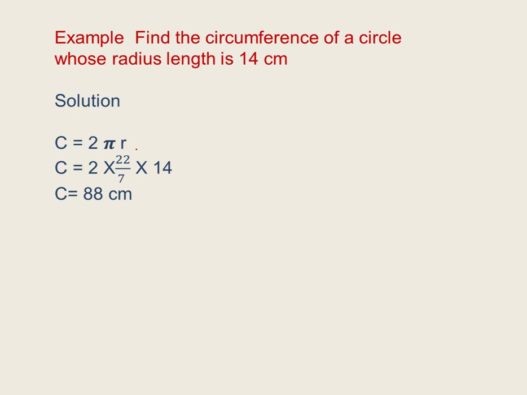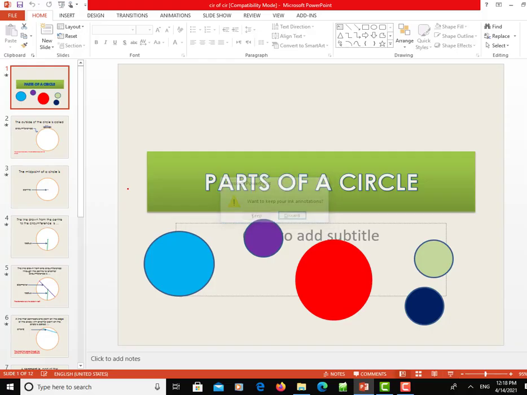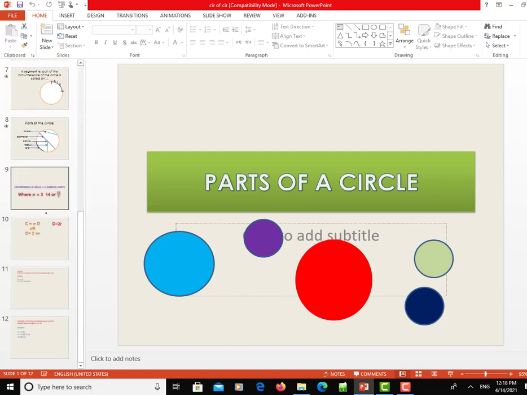Let's see another example here. Find the circumference of a circle whose radius is 14. So we get r equals 14. So we write the rule that contains r. C equals 2 times pi times r. So C equals 2 times pi, which equals 22 over 7, times r, which equals 14. Then we get the circumference of the circle equals 88. Okay, I will do an activity with you now, and I want you to do it at home.